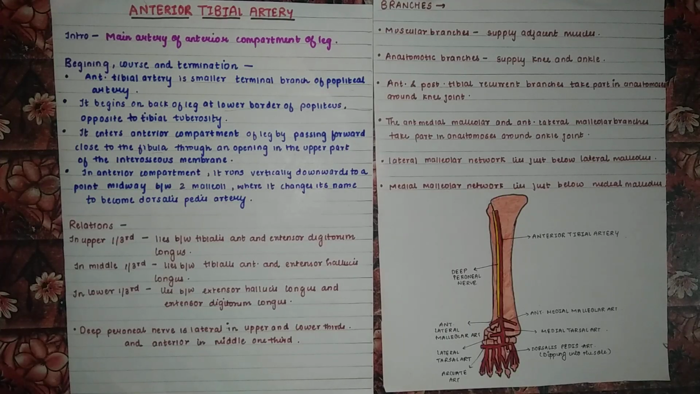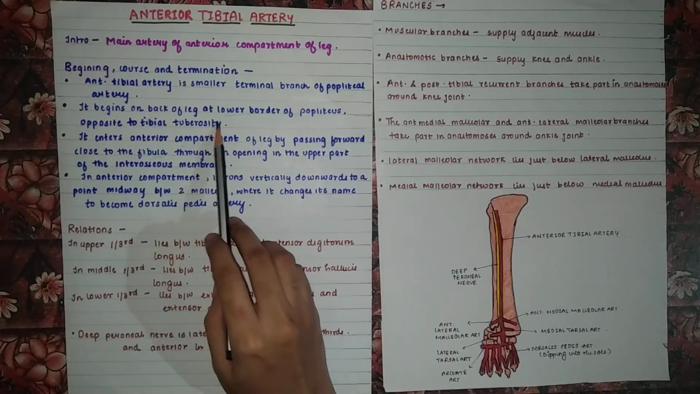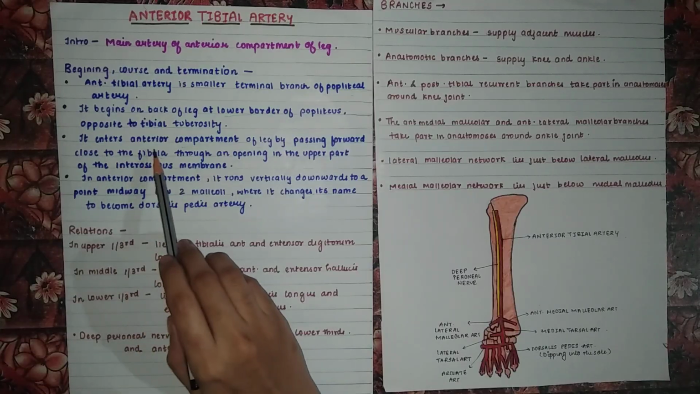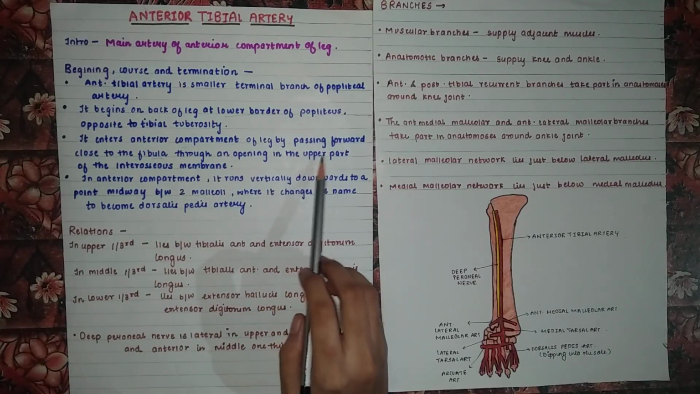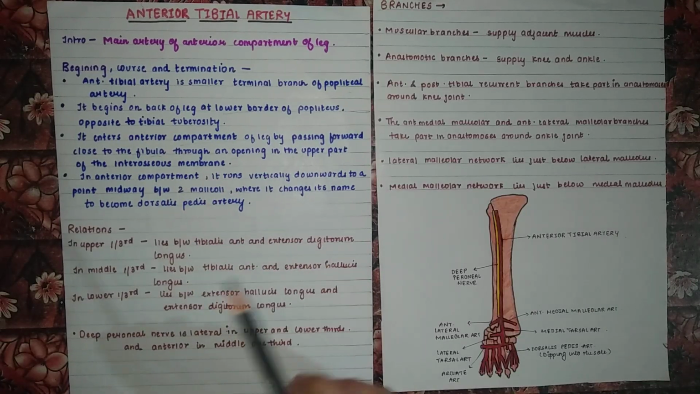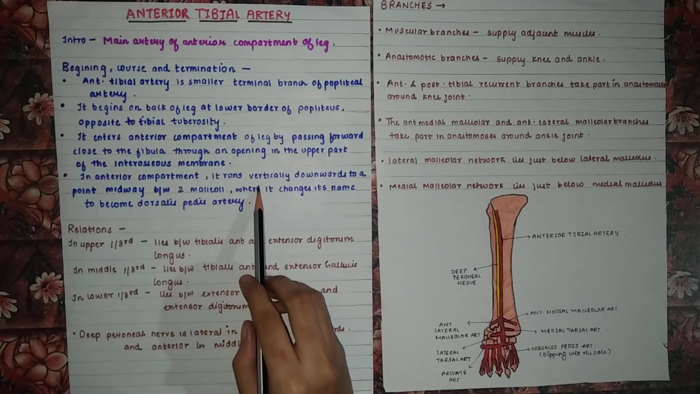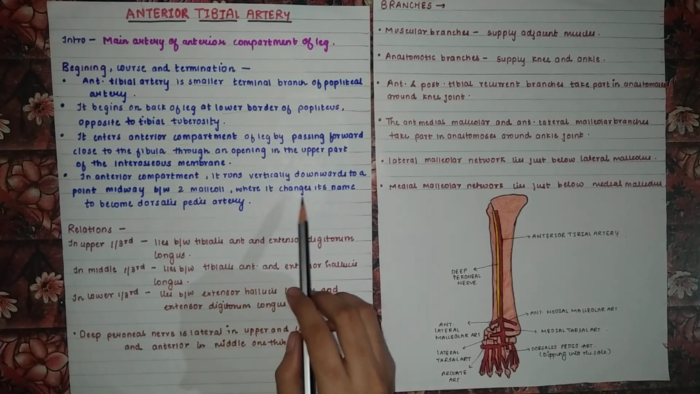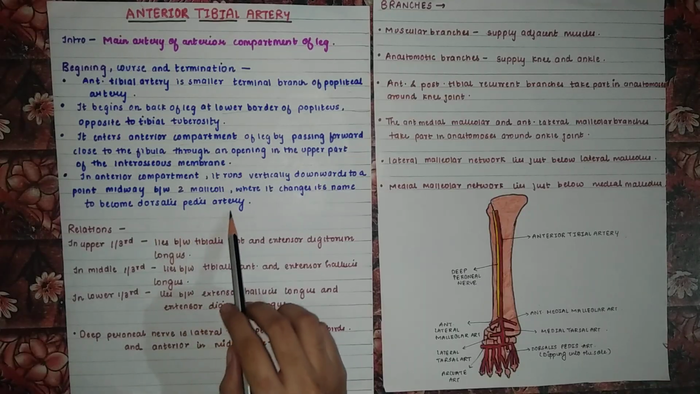So introduction. Main artery of anterior compartment of leg. It is the main artery of the anterior compartment of leg. Anterior tibial artery is the smaller terminal branch of popliteal artery. It begins on the back of leg at lower border of popliteus muscle opposite to tibial tuberosity. It enters anterior compartment of leg by passing close to the fibula through an opening in the upper part of the interosseous membrane. In anterior compartment, it runs vertically downwards to a point midway between two malleoli, where it changes its name to become Dorsalis Pedis artery.